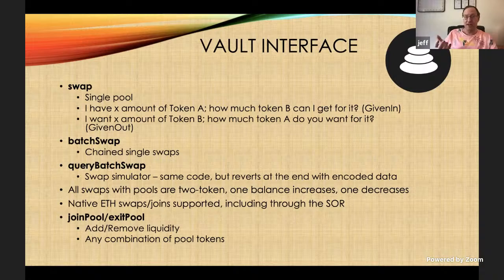So either you know how much A you want, and you're asking how much token B can you get for it, or you know how much you want, and you're asking how much does this cost. Those are the 2 fundamental kinds of swaps. And you can do either a single swap with one pool, or you can chain these together in batches.